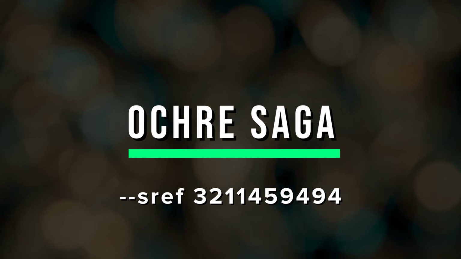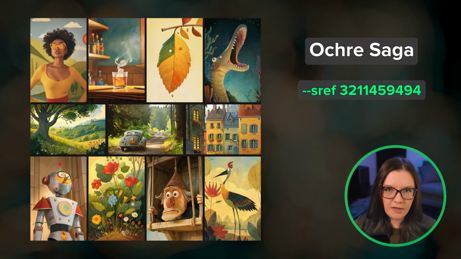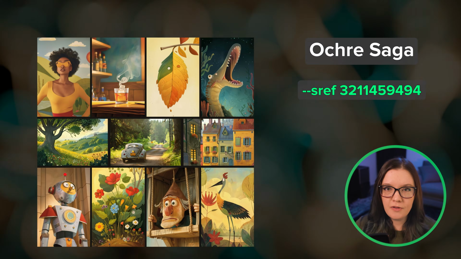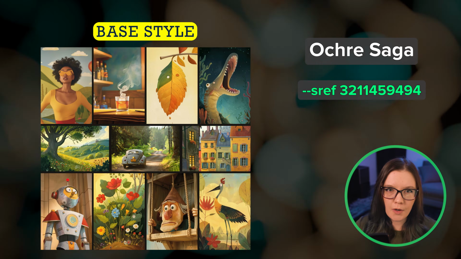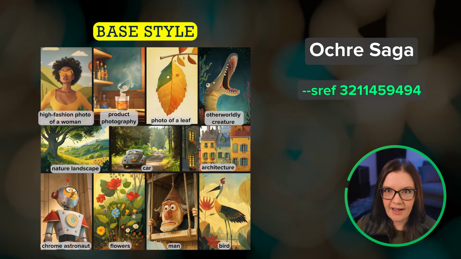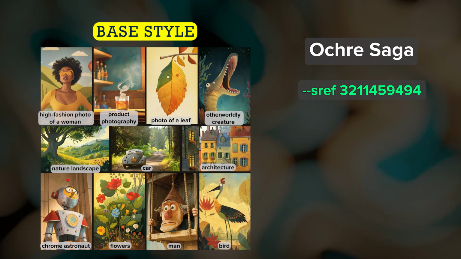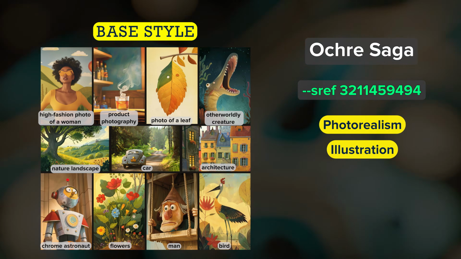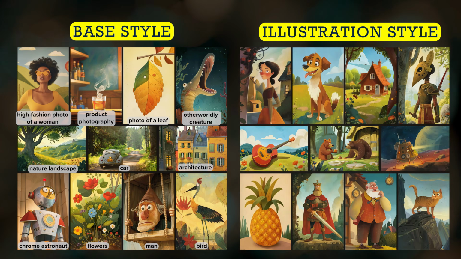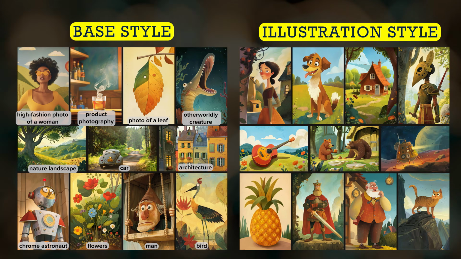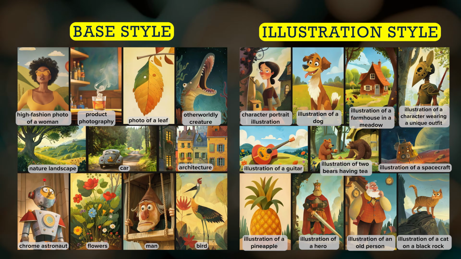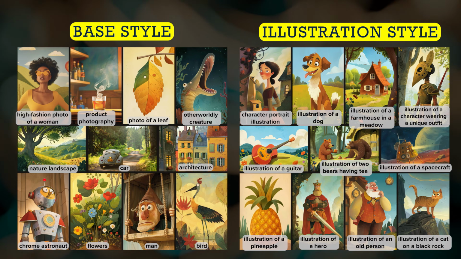First up is Ochre Saga. Now, I want to provide a little bit of context so that you get the most out of this video. In my previous SREF code videos, I showed you the base style for each SREF code, which is what we're looking at here. By using simple prompts, you get a general sense of the potential for that SREF. Ochre Saga's base style, for example, ranges from photorealism to illustrations, but you can see how it leans more towards an illustration look. If I think an SREF would work well for illustrations, I run a second set of prompts that specifically include the word illustration. This helps showcase the SREF's potential in that style.